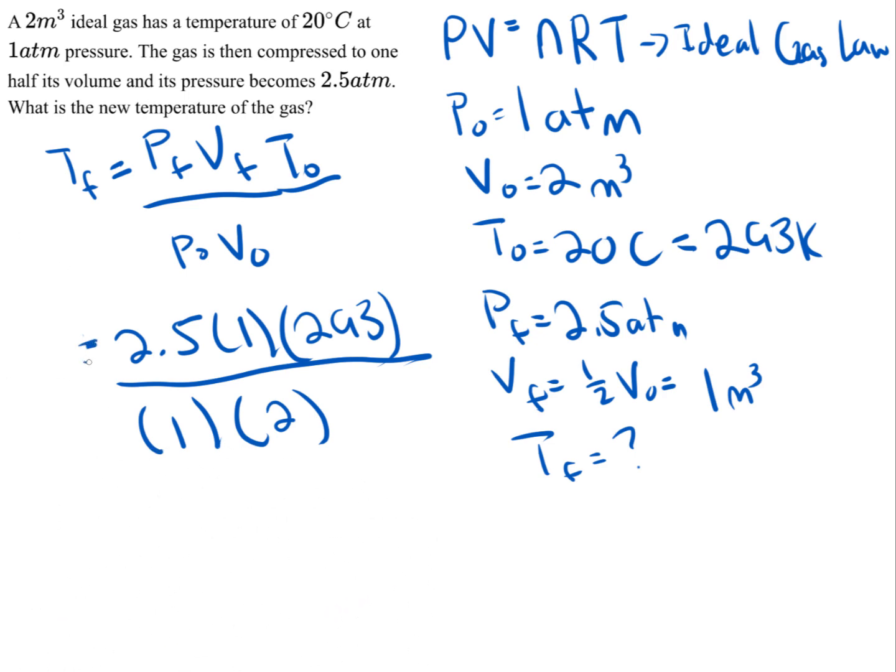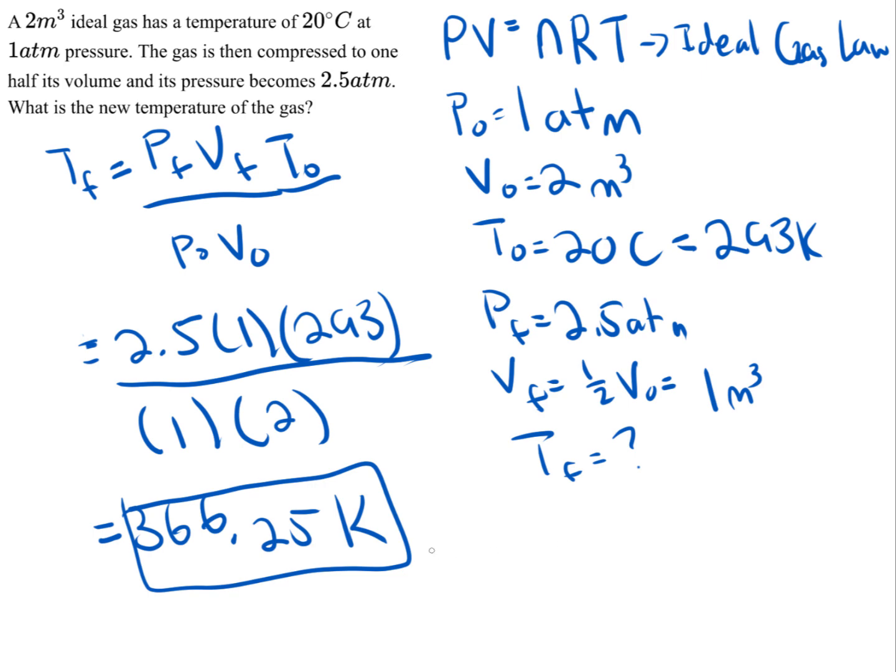So if you solve this, you should get that the final temperature is equal to 366.25 Kelvin. So 366.25 degrees Kelvin. And this is actually equal to 93.25 degrees Celsius. And that is how you would solve this problem here.